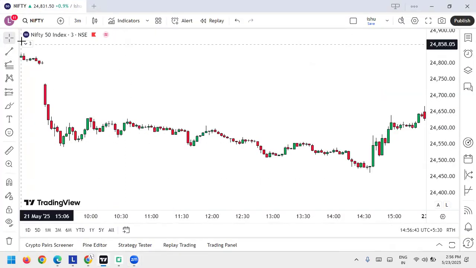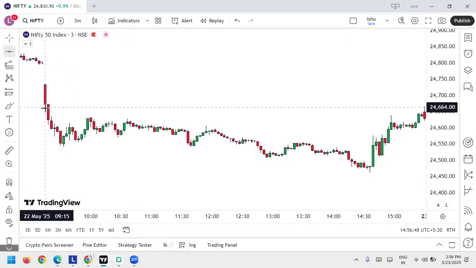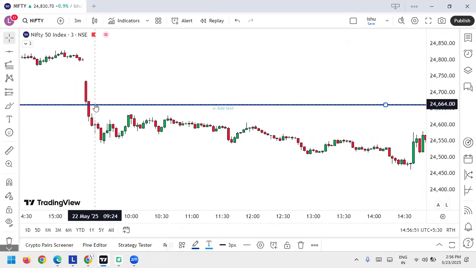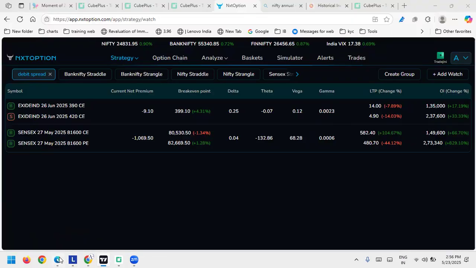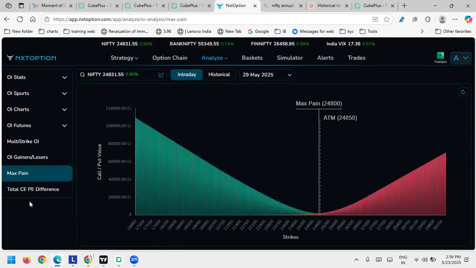So yesterday, the market opened down, and if you had gone and seen the max pain. In Nextoption, you can see the max pain by clicking on open interest. So today the max pain is somewhere around 24,800. But yesterday, during the expiry, at the beginning of the day, the max pain was around 24,600. Now using the max pain here, let's say I want to deploy a calendar spread. How can I do it?